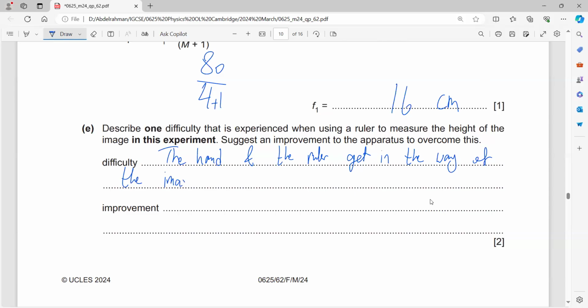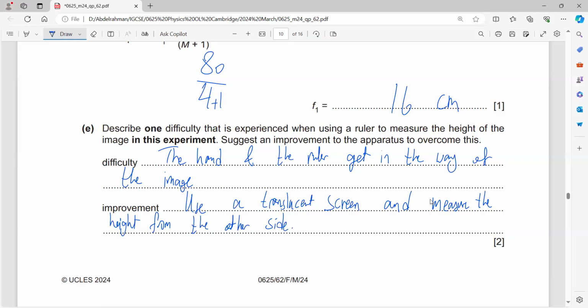What is one improvement that I could do? Very simply, I can use a translucent screen, and measure the height from the other side.